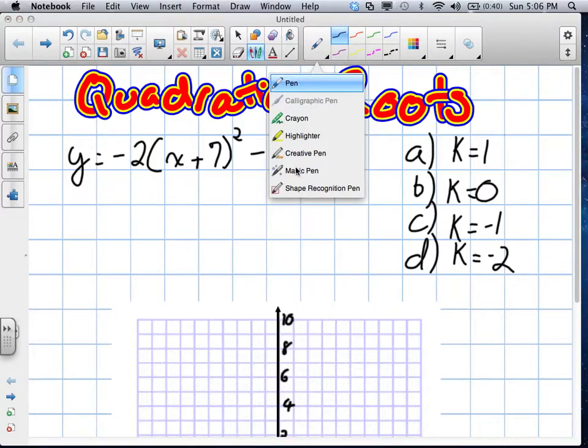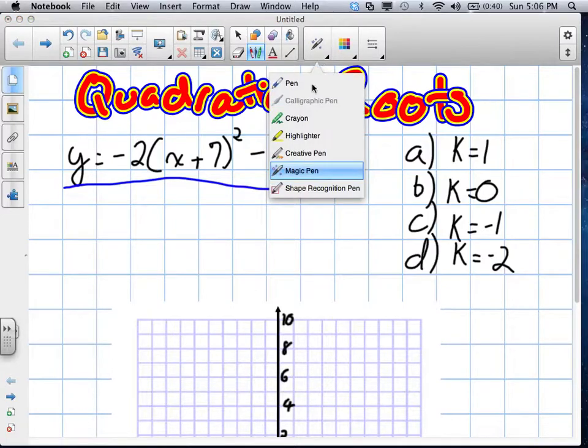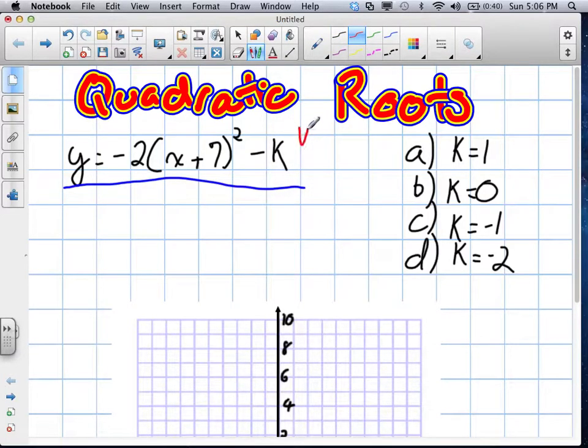Okay, so we're going over quadratic roots. They've given us this question here. Now, what form is this in? Vertex. Yeah, so we're in vertex form. So what it means is we can find the vertex very simply.